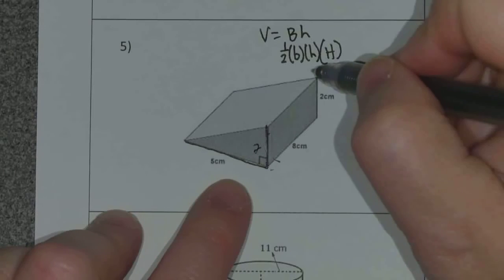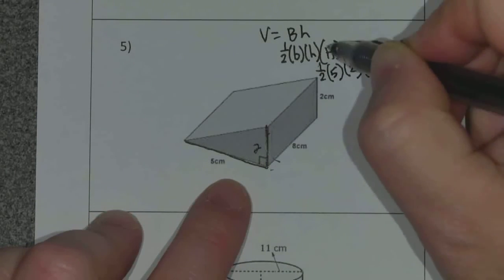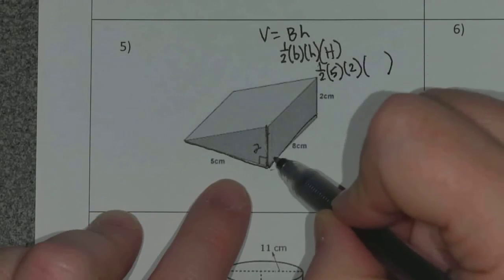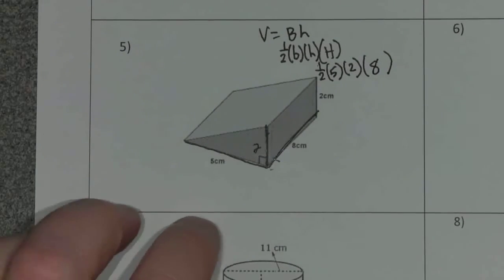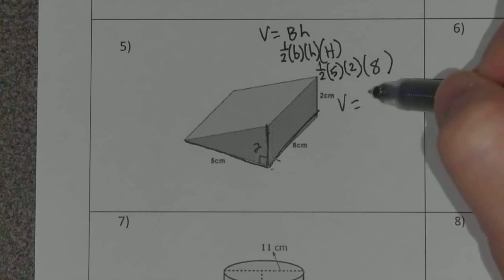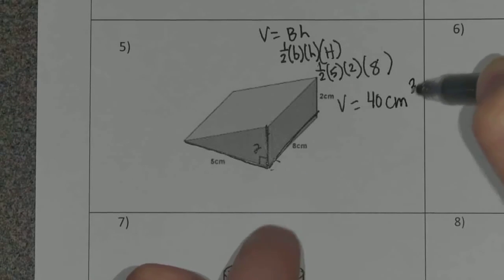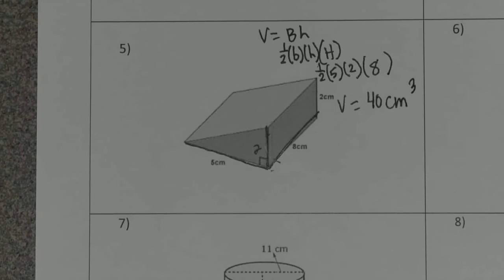It's 2. Good. So you're going to go 1/2 of 5 times 2 times the height of the whole thing, which is 8. Plug that in your calculator. That's going to give you the volume for that triangular prism. 40. And my label, centimeters cubed.